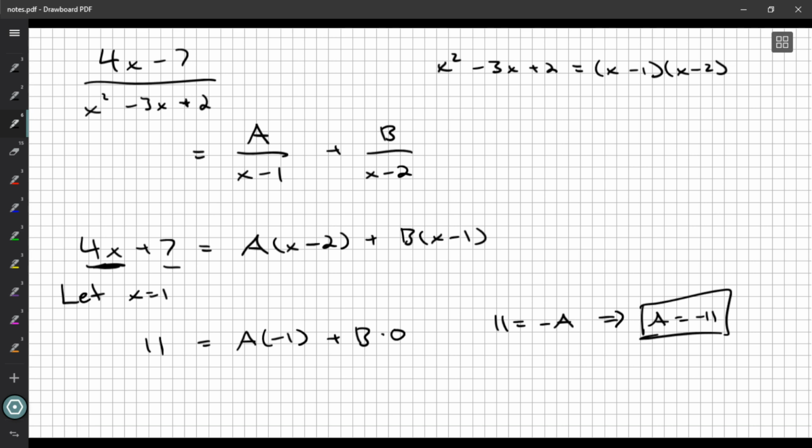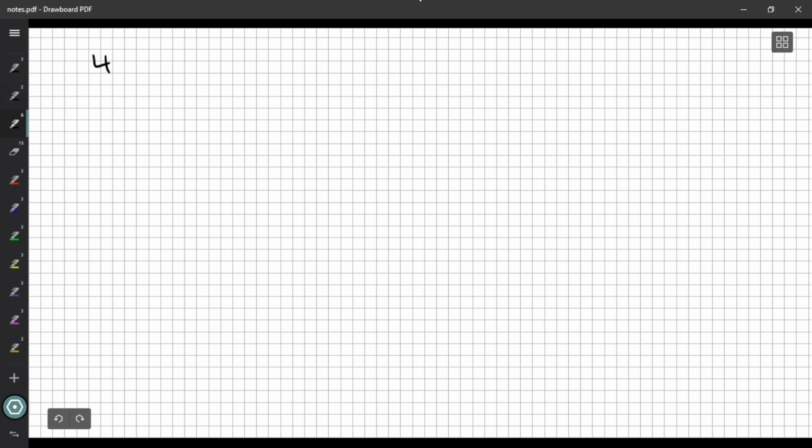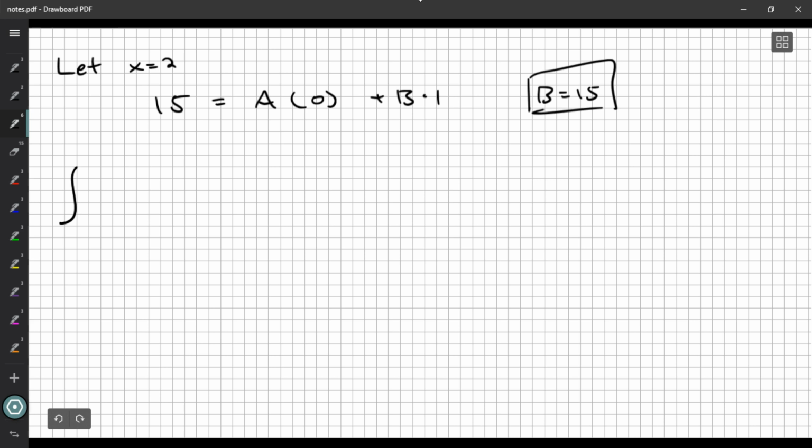So there's one constant down. We could pick x equal 2 to make a similar situation happen and get rid of the A. So we'll let x equal 2. 4 times 2 is 8, and we get the result on one side. A times (2 minus 2) is 0. B times (2 minus 1) is just 1. So B is 15. Now we've got our decomposition. We're ready to go back and integrate.